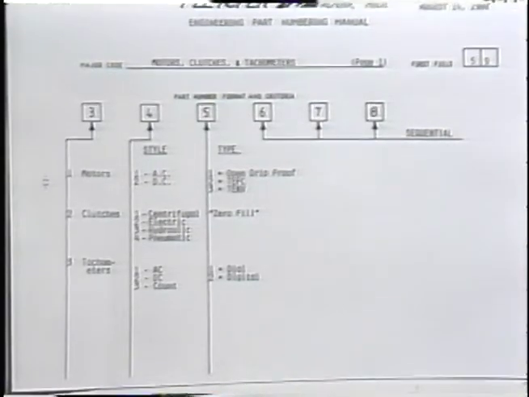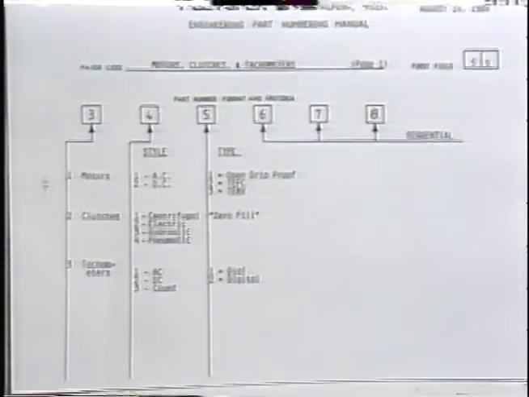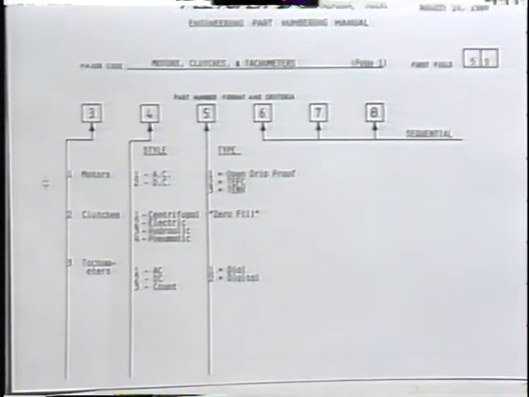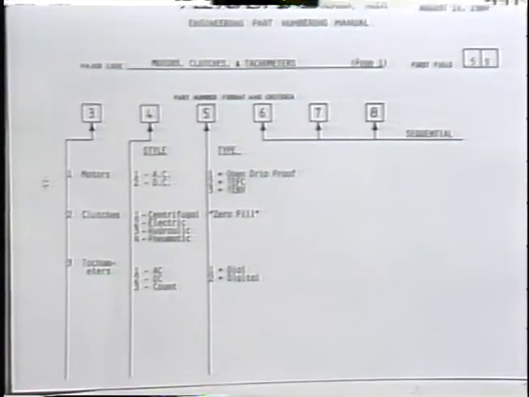And if you take a look at motors as an example, we have 2 types, AC and DC. Well, in this case, since they want to stay straight numeric with the other sub-classifications for clutches and tachometers, they decided to say 1 is AC and 2 is DC. And what is the reasoning? A precedes D. Therefore, A is 1 and D is 2. I think it makes a little sense. And the third field is the type of motor.